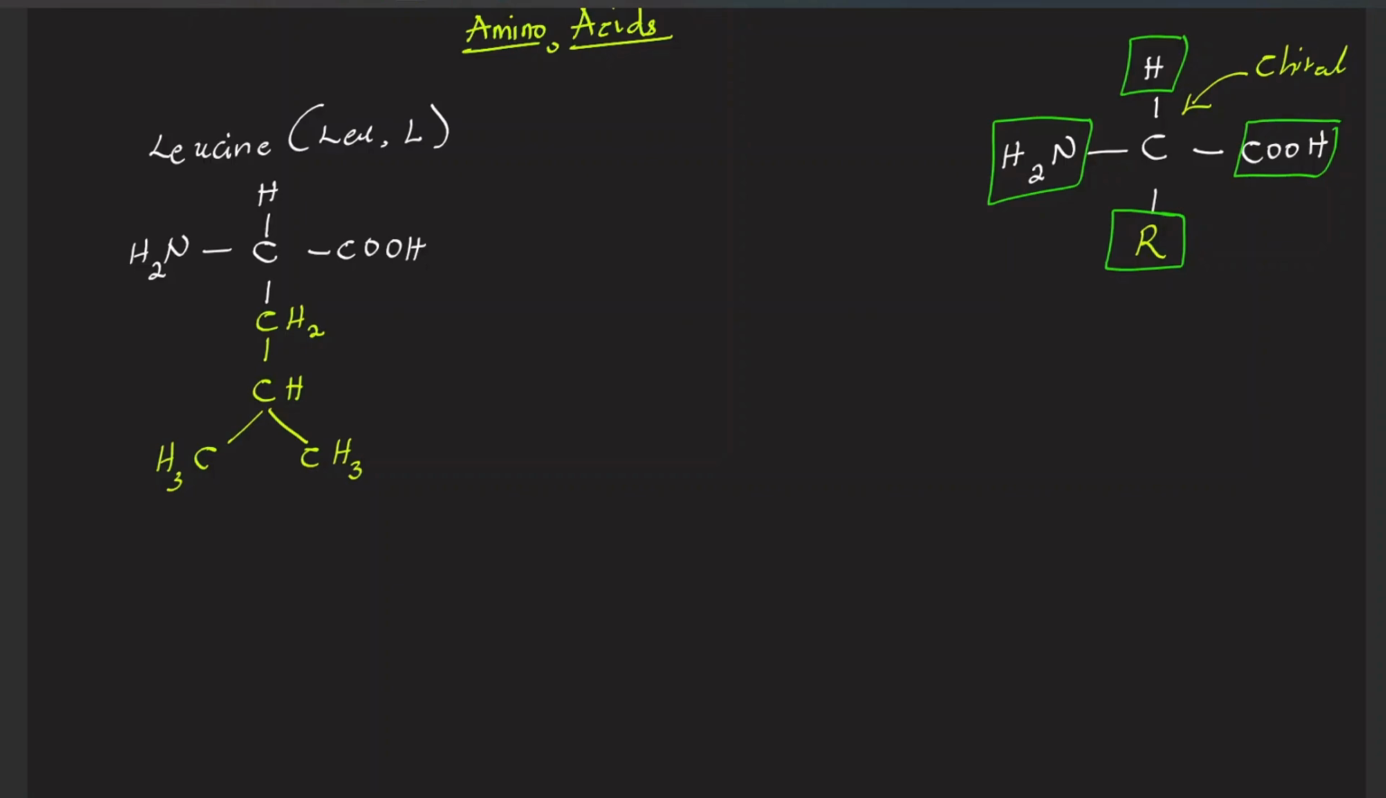It's similar to valine, except it has 1 more extra carbon in the chain before the 2 carbons attached to it. The next amino acid is isoleucine. Isoleucine, which is an isomer of leucine. So if we know the structure for leucine, we should know the structure for isoleucine.